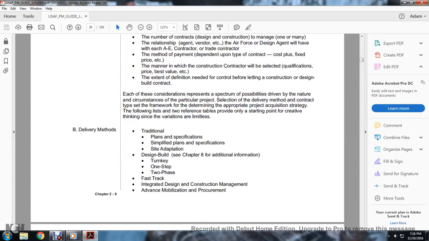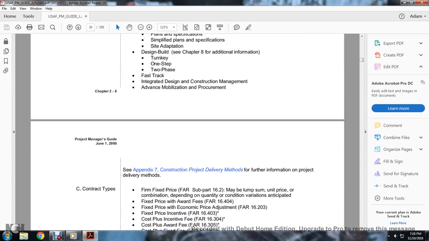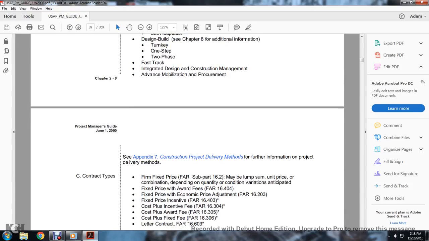B. Delivery methods. Traditional plans, specification, simplified specification, site adaptation, design-build. See Chapter 8 for additional information. Turnkey, one-step, two-phase, fast track, integrated design, construction management, advanced mobilization, procurement. See Appendix 7 for the construction project delivery methods for further information on the project delivery methods.